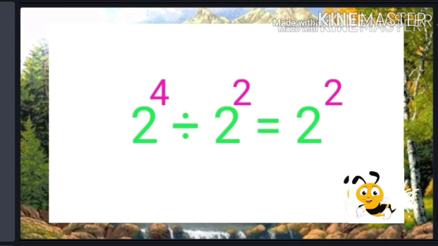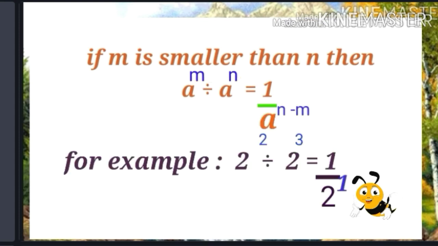Here is one more example. Let us look at that. 2 raised to power 4 divided by 2 raised to power 2, how do you write this with the powers? Here there is one base and it is in division and there are powers, so we subtract the powers. That's 4 minus 2, it's 2. So 2 raised to power 2. We got the answer. Let us look at one more.